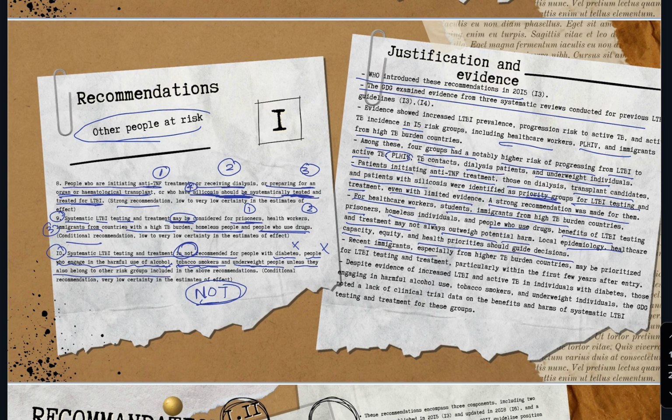Recent immigrants, especially from higher TB burden countries, may be prioritized for latent TB testing and treatment, particularly within the first few years after entry. Despite evidence of increased latent TB and active TB in individuals with diabetes, those engaging in harmful alcohol use, tobacco smokers, and underweight individuals, the GDG noted a lack of clinical trial data on the benefits and harms of systematic latent TB testing and treatment for these groups.